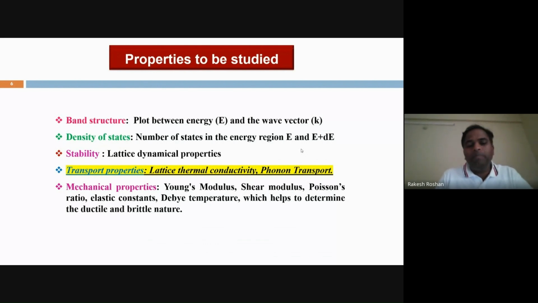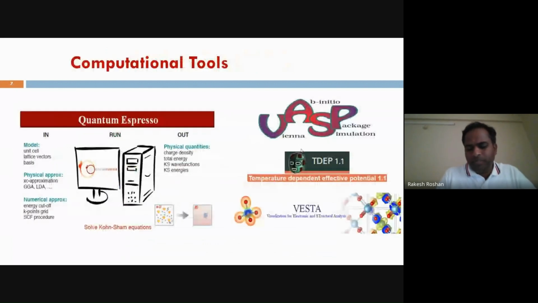And in the current work, I am focusing on transport properties, where we look at the phonon transport, and I basically calculate the lattice thermal conductivity based on this. So the computational tools that I have used for this work are Quantum Espresso, which is open source, and VASP. VASP stands for Vienna Ab Initio Simulation Package. This is a licensed package. We have a license for that.